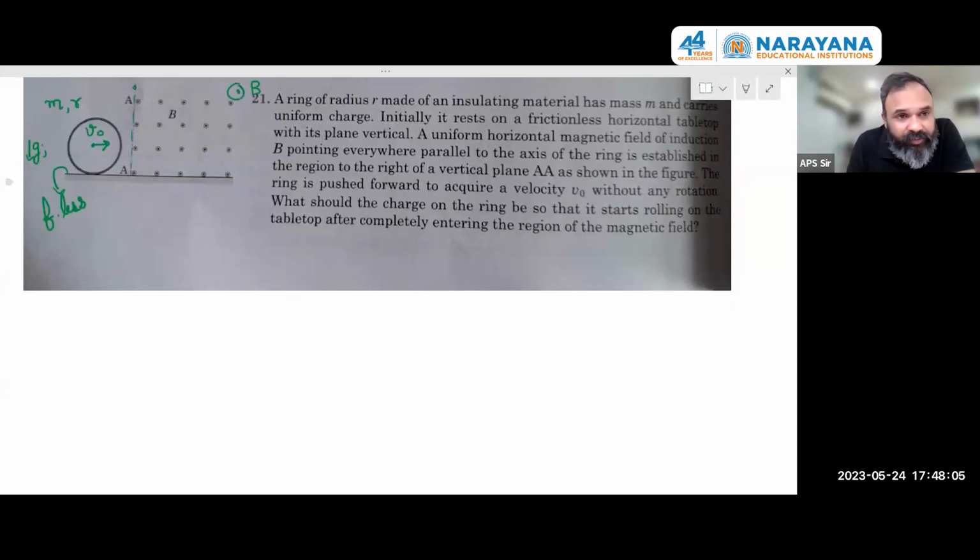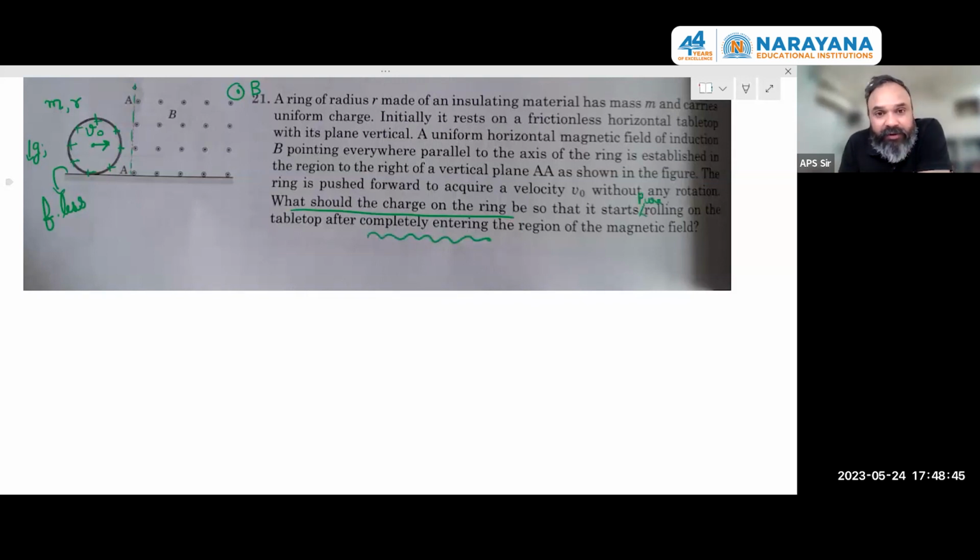So the question is, if the periphery of this ring has a uniform linear charge distribution, what should be that charge on the ring, so that if we flick the center of mass of the ring with a velocity v naught, when this ring starts to enter the magnetic field, it starts a rotation, but the rolling is not pure. But as it is able to completely enter, at that very moment, when it completely enters, it starts pure rolling.